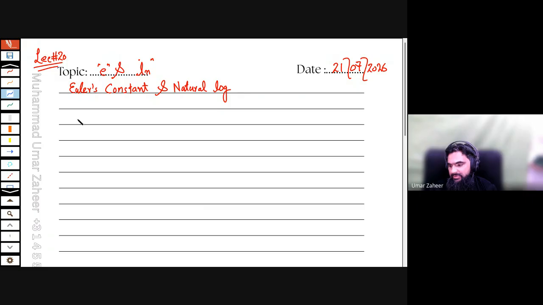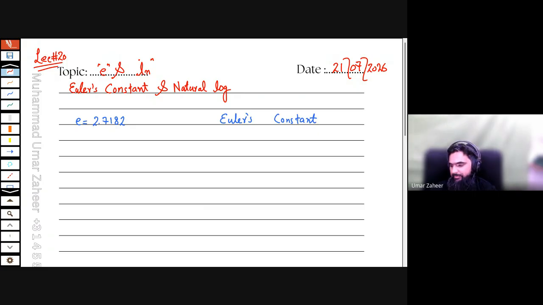In the same way, we have a value of e, that is 2.7182, but obviously it has some properties, so that's why we are going to give it a special treatment, okay? And that is known as Euler's constant.